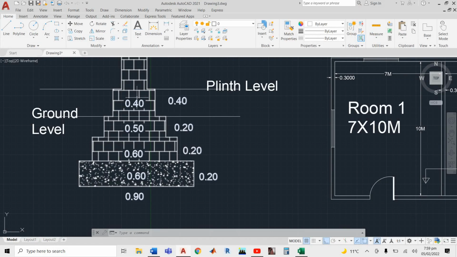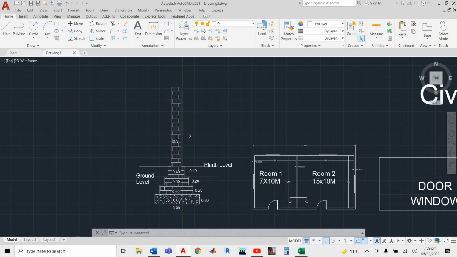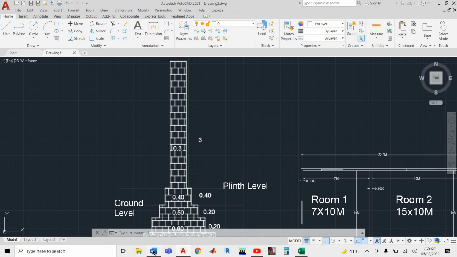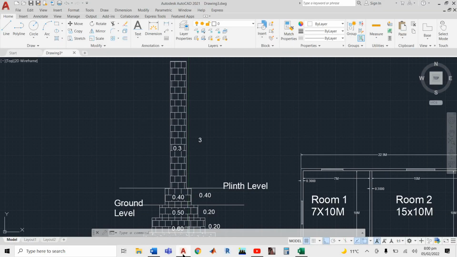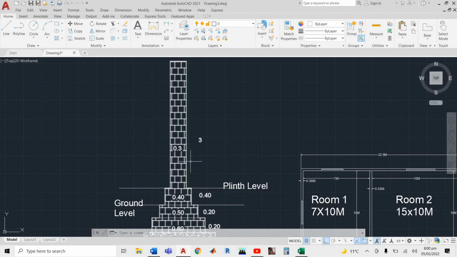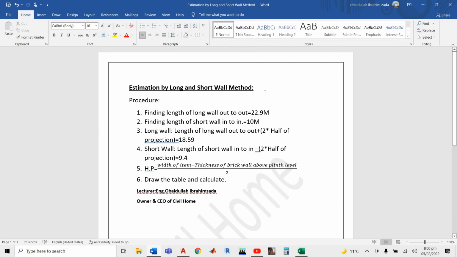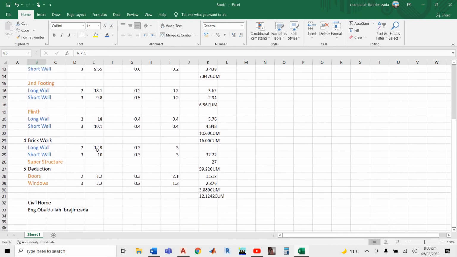This is also called substructure. Now in here we have superstructure. In superstructure, one thing is that if you calculate them, half of projection, it will become 0. What is the weight of the item? Weight of the item is 0.3 minus the thickness of break wall above the plane level. Thickness of the break wall above is 0.3, divided by 2 becomes 0. So just we have 22.9 and 10 meter. Okay, in here 22.9 and 10 meter.